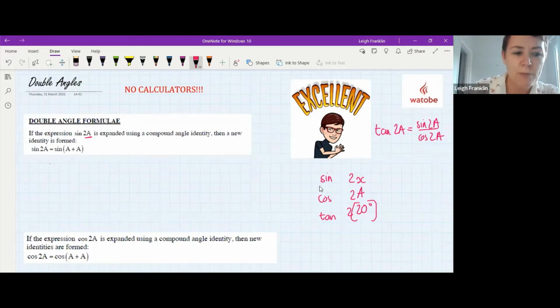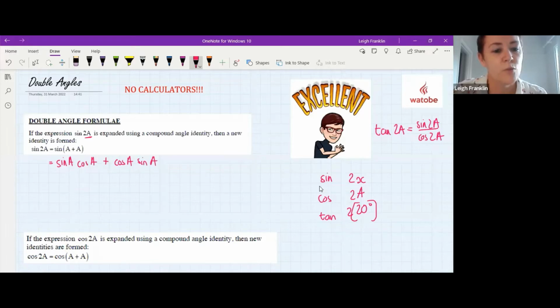So if we can remember now, we would have to expand that. Remember, sine keeps its sign. So I would write this as sine a cos a plus cos a sine a, if you all recall from our compound angle formulae.